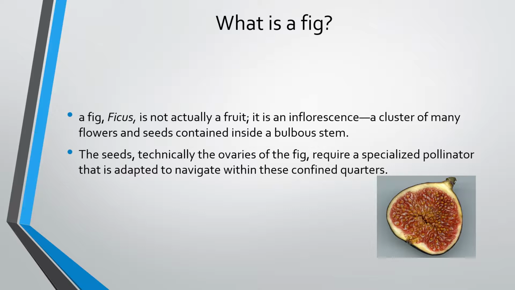We also have to ask ourselves the question, what exactly is a fig? Before we go into this any further, the figs we're talking about are not the figs we see at the grocery store. These are smaller figs found in the rainforests of Central and South America. A fig is not actually a fruit, it's an inflorescence, a cluster of many flowers and seeds contained inside a bulbous stem. The seeds, which are technically the ovaries of the fig, require special pollination from the wasp, the only animal that can navigate into the inside of the fig to pollinate it and make it bloom.